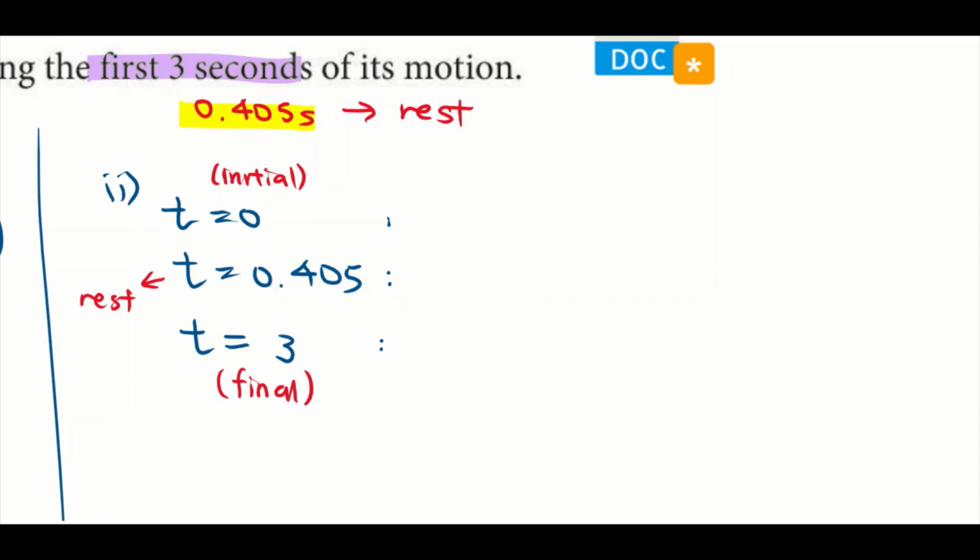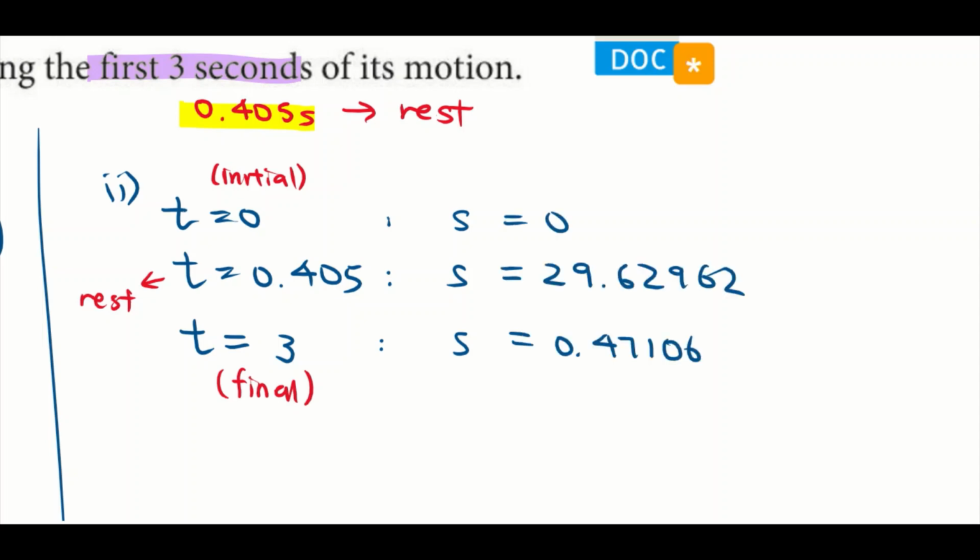At each of the timings, I will need to find my displacement S. And to find it is very simple. Just sub t into my displacement. I will get all these displacements: 0, 29.62962, and 0.47106.